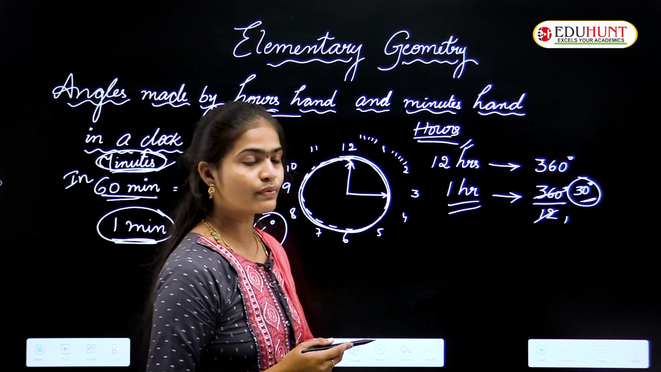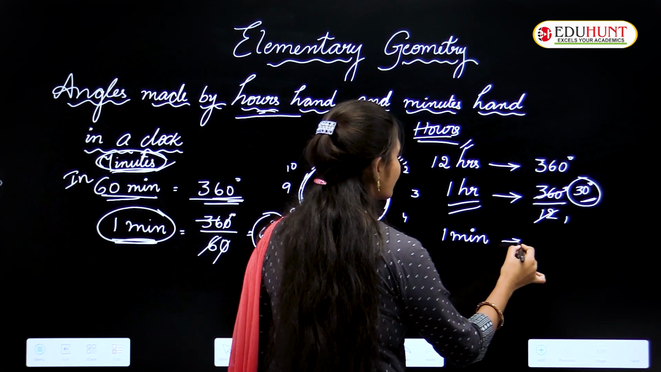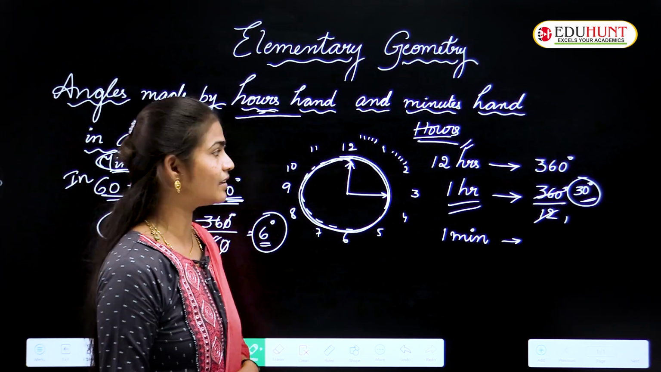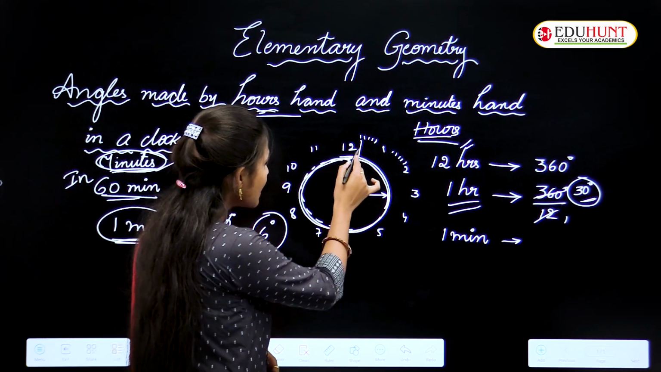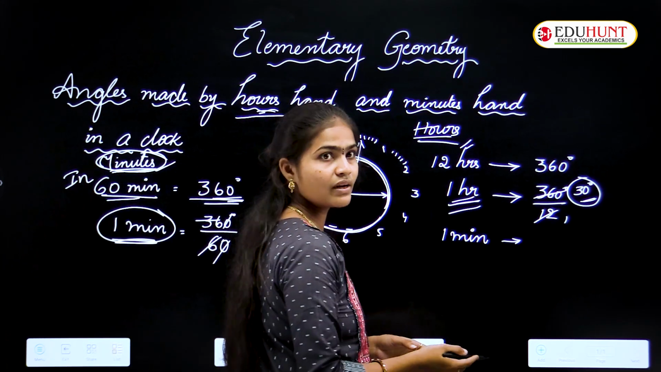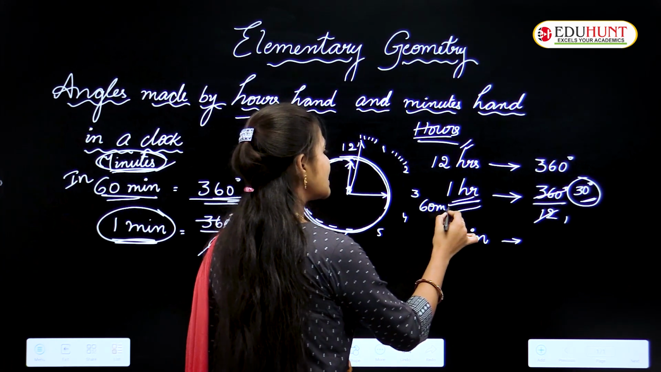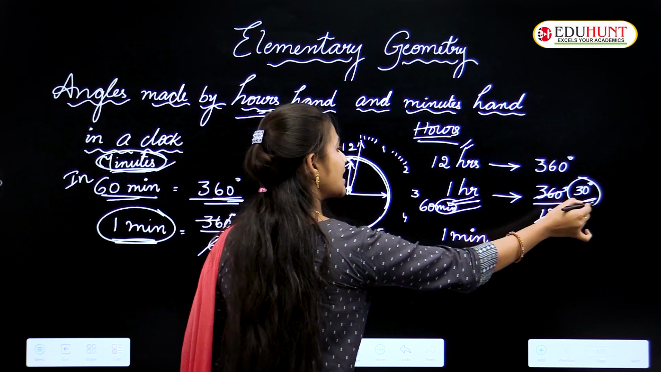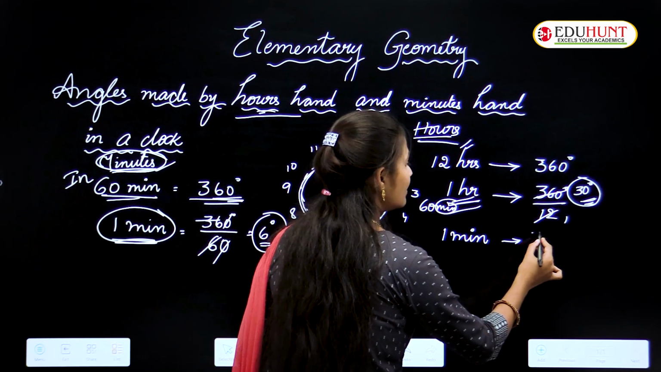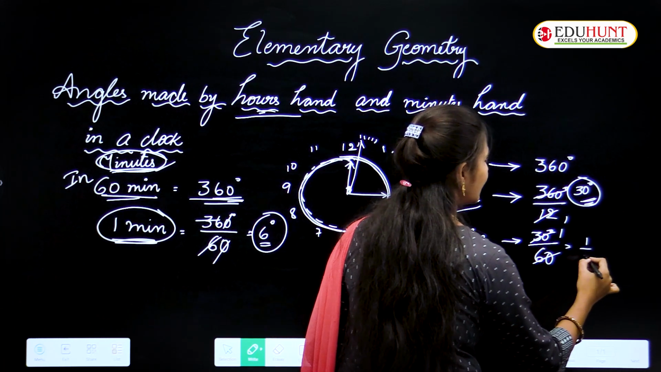Okay, vice versa we can also take it. We calculated for 1 hour, right? So in 1 minute, how much angle does the hours hand complete? That one we need to calculate. We know 1 hour is nothing but 60 minutes only, no? So 1 hour we can write as 60 minutes. In 60 minutes it covers 30 degrees. So in 1 minute, how much angle? Again 30 degrees by 60, which means a half degree.